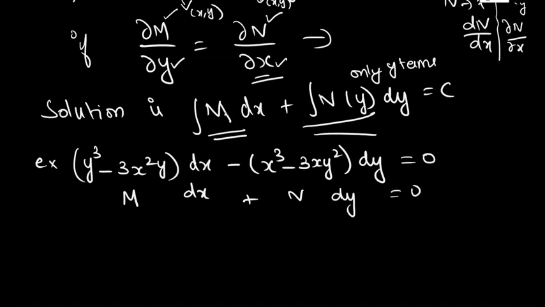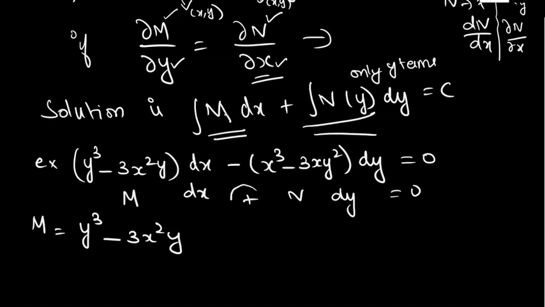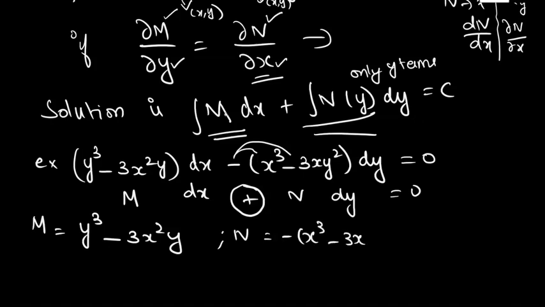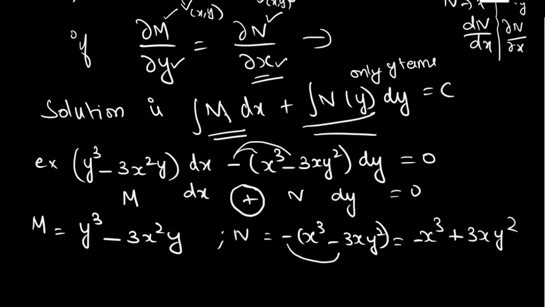This is the format. So what do I have to do? What is M? y cube minus 3x square y. What does N mean? Please be careful. This is plus, so everything here we are going to take inside. So N is equal to minus of x cube minus 3xy square. Please be careful with these things. So minus x cube, and the second term, minus and minus, will become plus 3xy square.